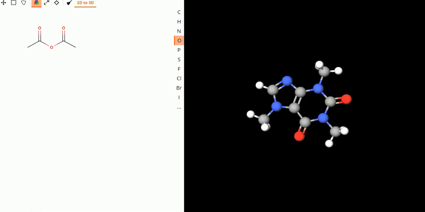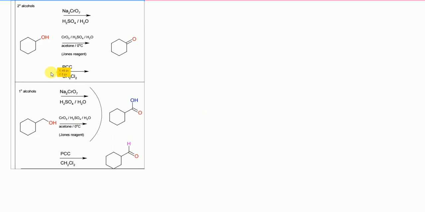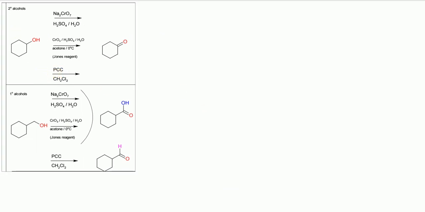Okay, so let's look at this. So we have these reactions here, okay? And it seems like it's a lot, but it's essentially only 3 reactions that you need to know. They're just repeated for different alcohol environments. Okay, so you have secondary and you have primary, okay? And the same reagents, but they do different things depending on the degree of the alcohol, right?